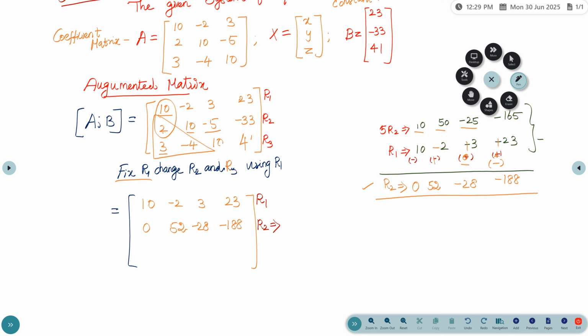How can you get R2? We follow some rule here. What is the rule we are doing? 5 R2 minus R1. Okay.